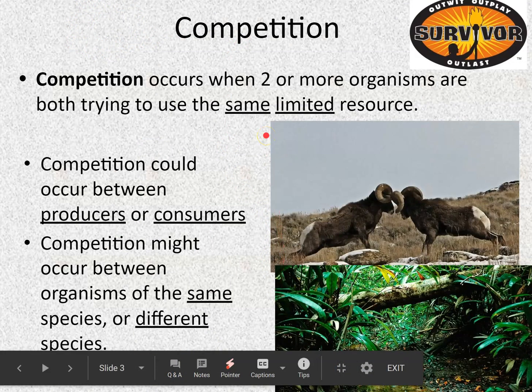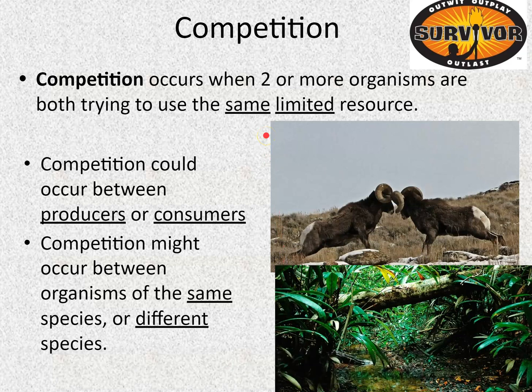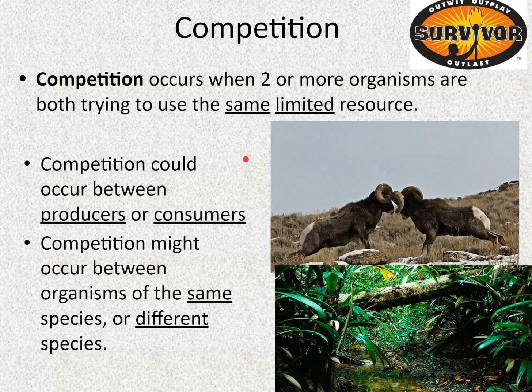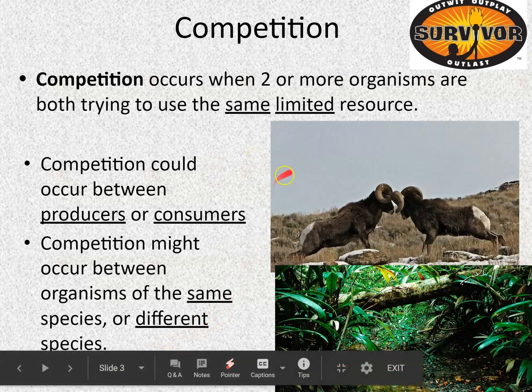So one of the things that really limits what can live in an area is competition. Competition occurs when there's two or more organisms trying to use the same limited resource. There's only so much water, there's only so much space for plants, there's only so much light, there's only so many food sources. So this can occur between producers or consumers. So plants compete as well as animals. They can occur with the same species or with different species.